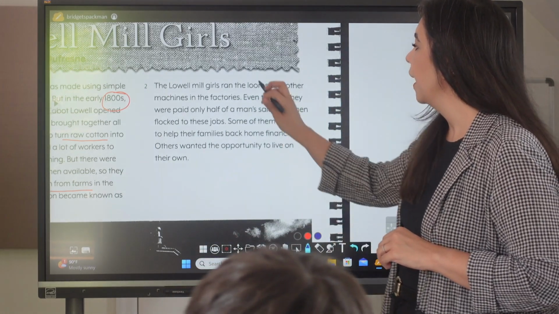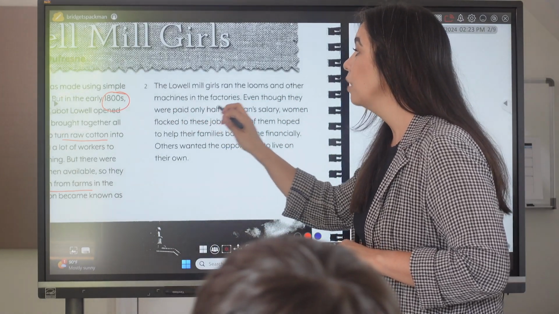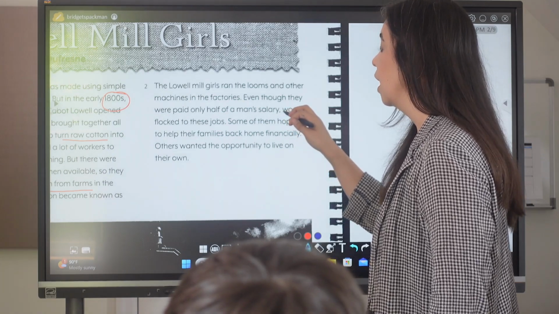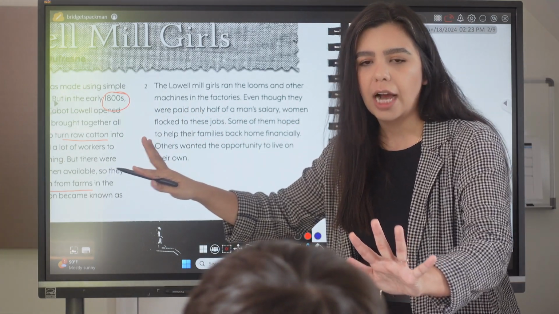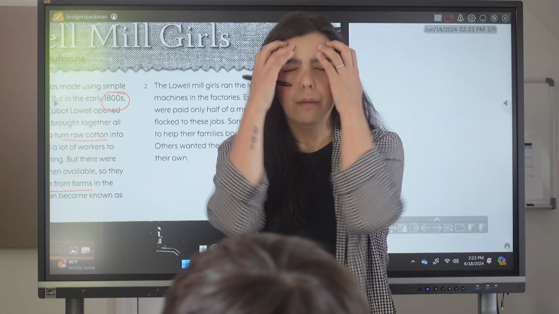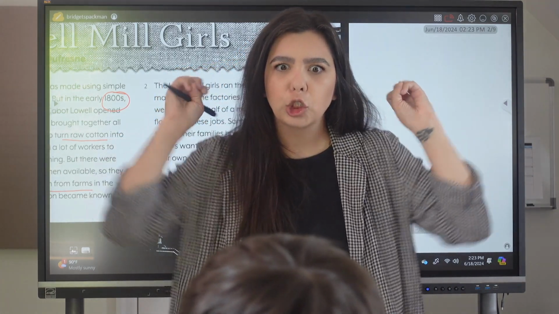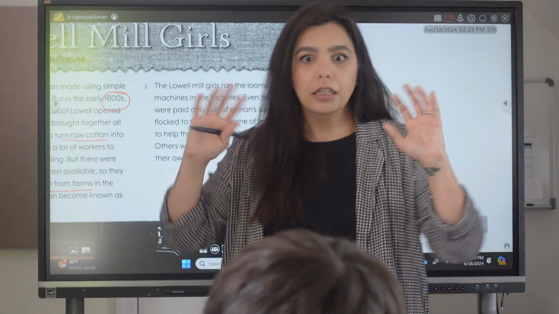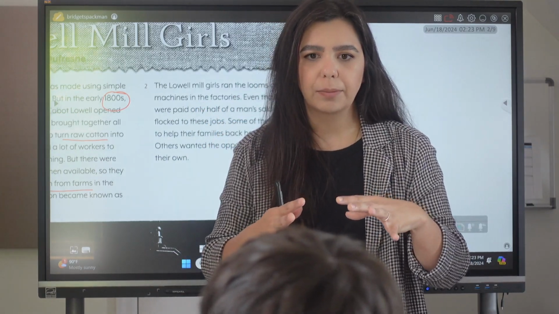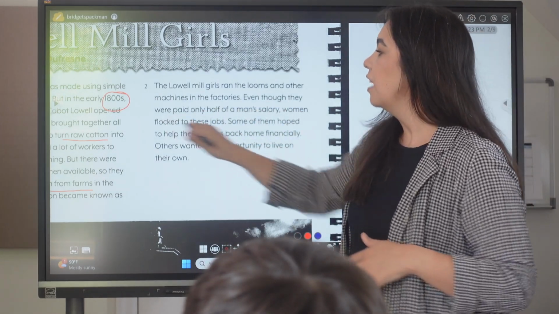The Lowell Mill Girls ran the looms and other machines in the factories. Even though they were paid only half of a man's salary, women flocked to these jobs. Do you know what the word flocked means? Like, went to. Yeah, when you're flocking, it is like a lot of people. Think of like birds. I want you to, in your head, picture a lot of birds together, and all those birds are like swarming to one location. Can you imagine that? That's what flocked is. So it's a lot of something that are going to one specific place. So all these women are flocking. It was a bunch of them all at the same time. So women flocked to these jobs.